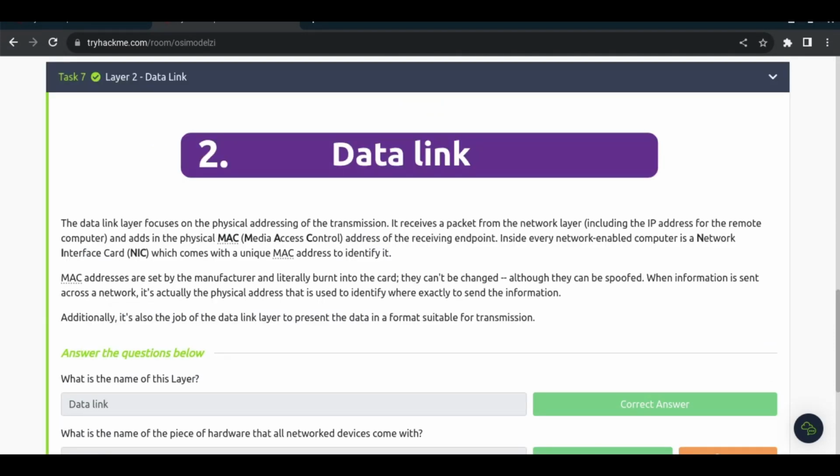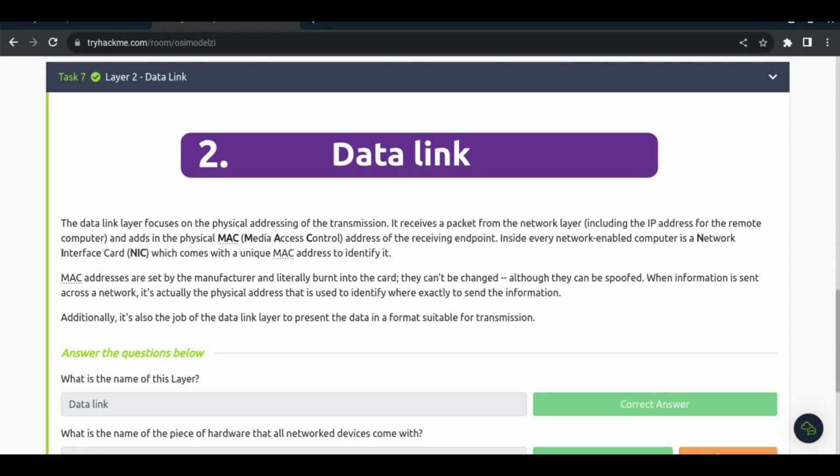Moving on to task 7, layer 2, data link. The data link layer focuses on the physical addressing of the transmission. It receives a packet from the network layer, including the IP address for the remote computer, and adds in the physical MAC, media access control, addresses of the receiving endpoint. Inside every network-enabled computer is a network interface card, which comes with a unique MAC address to identify it.